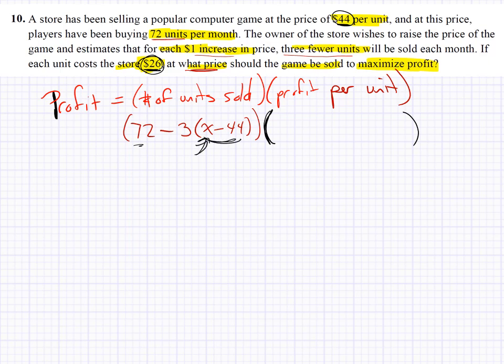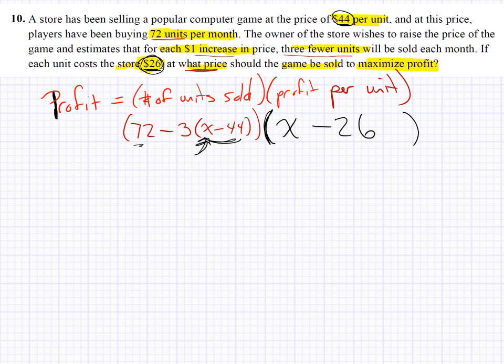But X itself represented the amount of money we want to sell the shirts for. Well, if we know the amount of money we want to sell the shirts for, sorry, I keep saying shirts here. We're talking about computer games. So if we have X is the amount of money we want to sell this computer game for, and the cost to make the computer game stays fixed at $26, then X minus 26 would be our profit. Okay, the selling price minus the cost should give you your profit per unit. So this right here is our total profit equation.